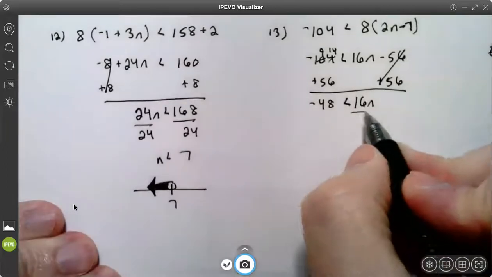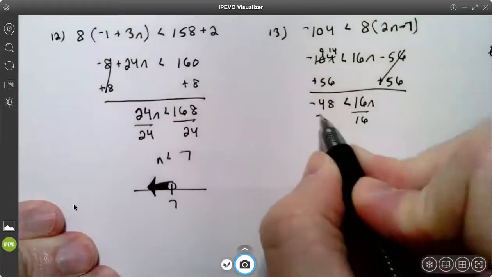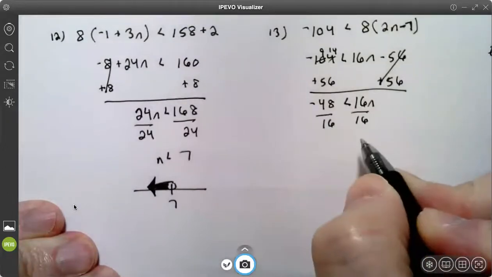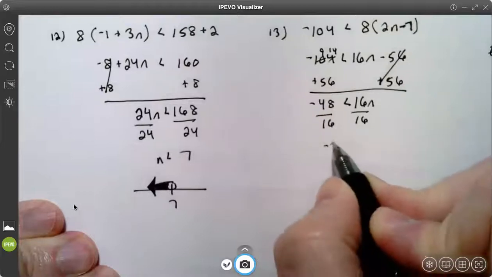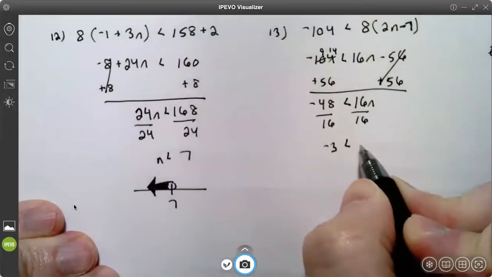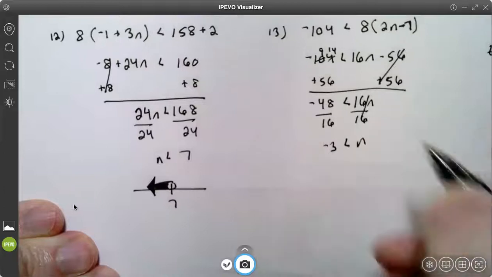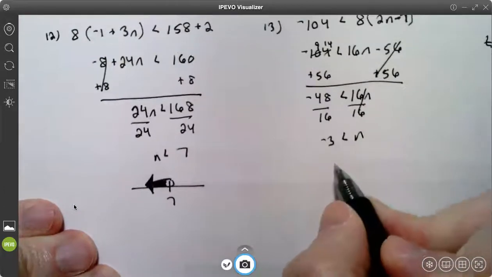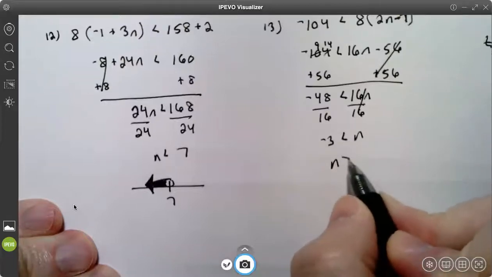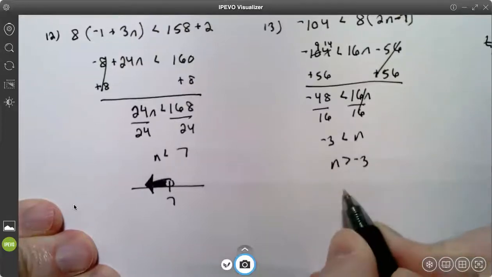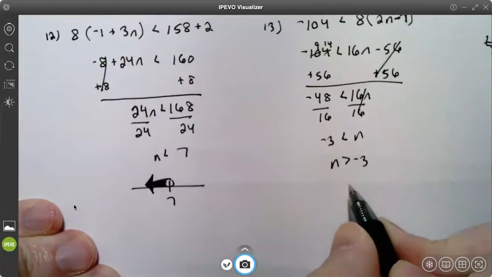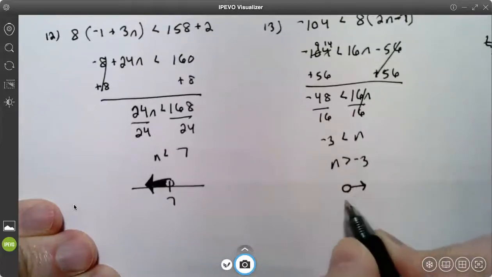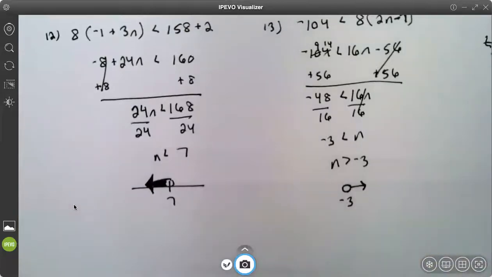Now, to get rid of times 16, I divide by 16. -48 divided by 16 is -3. I did not multiply or divide both sides by negative, so I did not have to flip my sign. But I do want to rewrite it with my variable on the left to make sure your mouth opens to the end both times. So greater than -3.